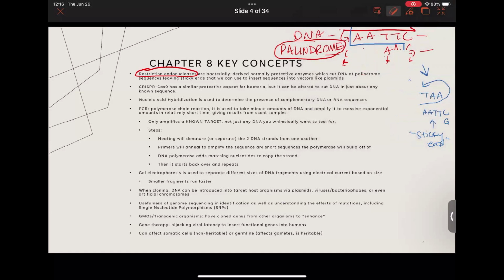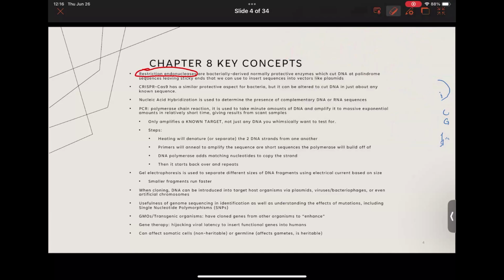Okay, so that's restriction enzymes. They're enzymes that cut at those palindromic sequences and create the sticky ends. And then we can use that to our advantage. But in our bacteria, they are only able to cut at that sequence. So there's one enzyme and it always cuts at that GAATTC, period. Then there's another enzyme that cuts at another sequence, and another enzyme that only cuts at another sequence. And we haven't been able to manipulate it to cut at any sequence that we could want.